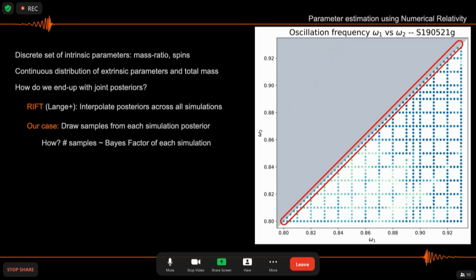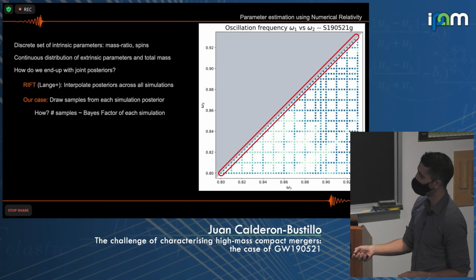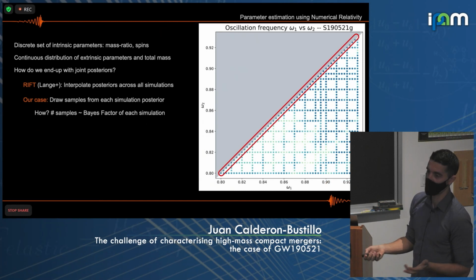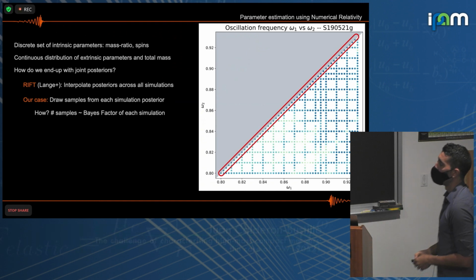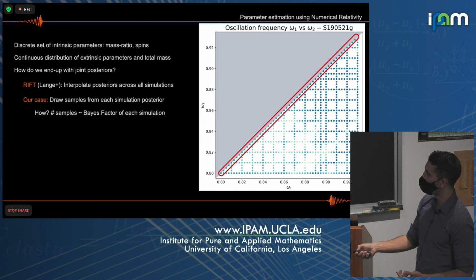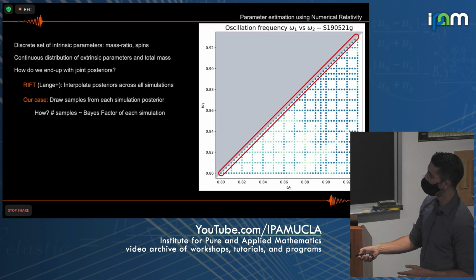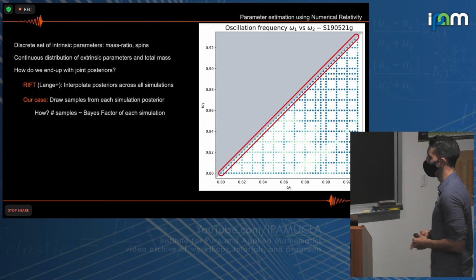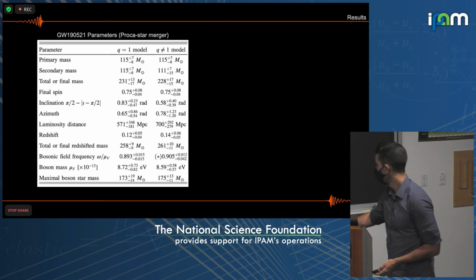In our case, we say, OK, we're just going to draw samples from each simulation proportionally to the probability that that simulation is the right one. So in other words, proportionally to the marginalized evidence we get for each of these simulations. This is equivalent to saying, OK, this is actually our prior in these two parameters. In this case, it's the same frequency for both stars. So we are basically using a uniform prior in the frequency of the two colliding stars. And let me dive into the results.